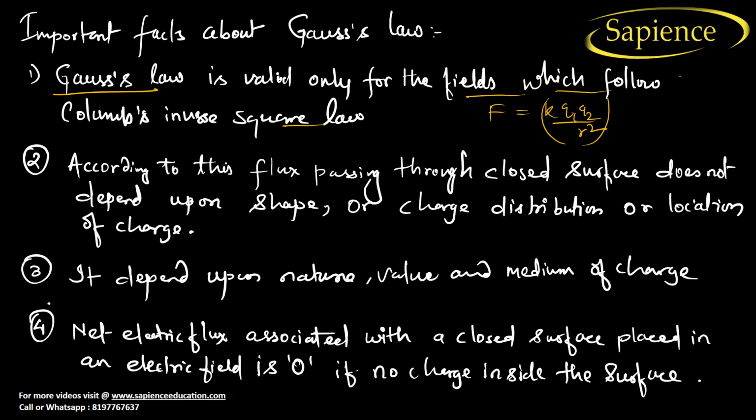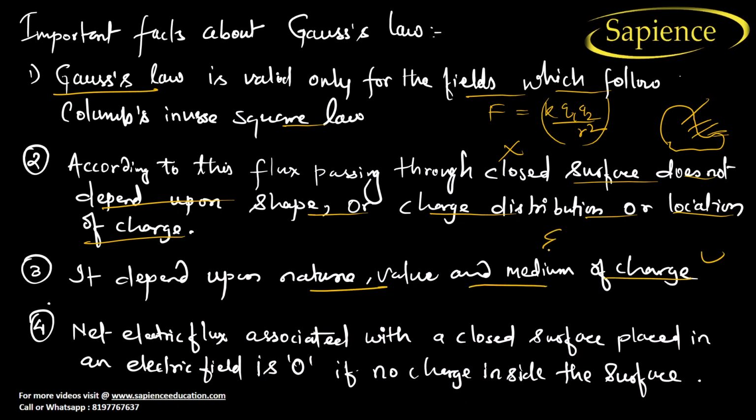According to this, flux passing through the closed surface does not depend upon shapes, charge distribution or location of the charge. So it should not depend upon shape. If flux is changing due to shape, then it won't be applicable. It depends upon nature, value and medium of the charge, because you are using epsilon naught, because flux is equal to charge enclosed by epsilon naught. So epsilon naught is also dependent upon the nature of value and medium of the charge.